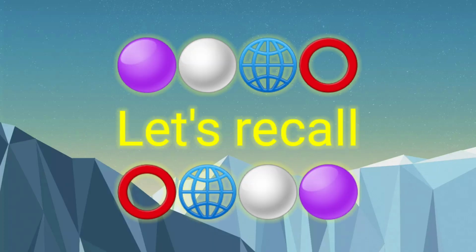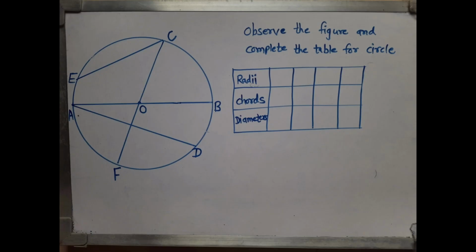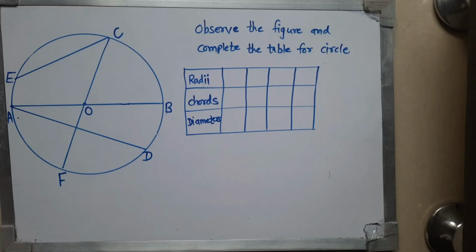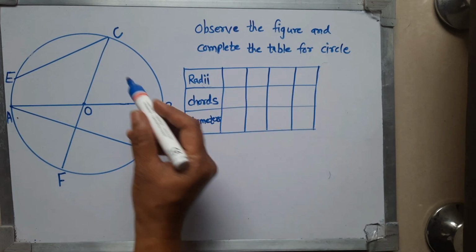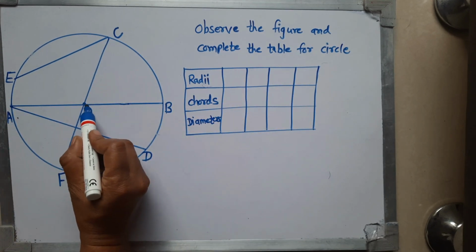Let us start chapter number 11, circle. Let's recall. Observe the figure and complete the table for circle. I draw a circle and draw elements of circle. Complete the table for circle.